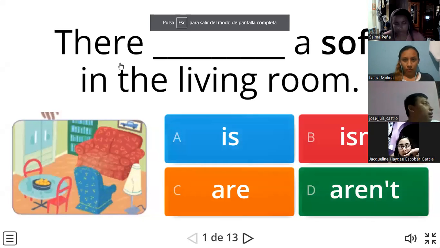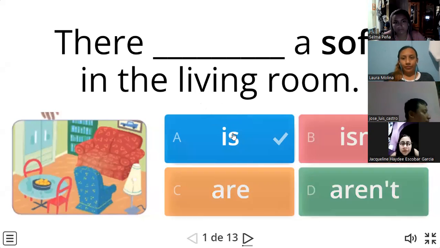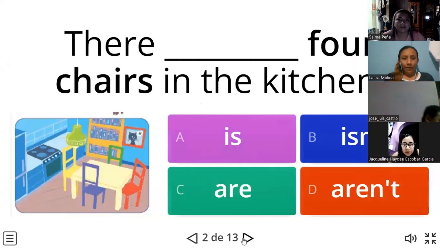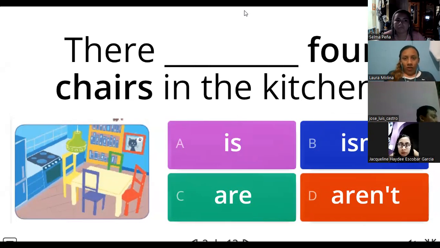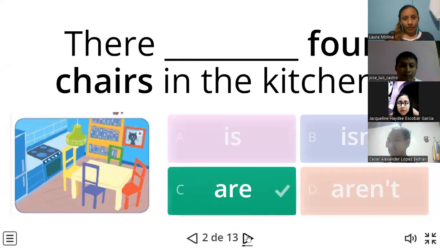So, well, here, guys, there a sofa in the living room. ¿Cuál creen que es el correcto, guys? Is. There is a sofa in the living room. Perfect, very nice. Now this one. There, four chairs in the kitchen. Are. Perfect. There are. Plural.